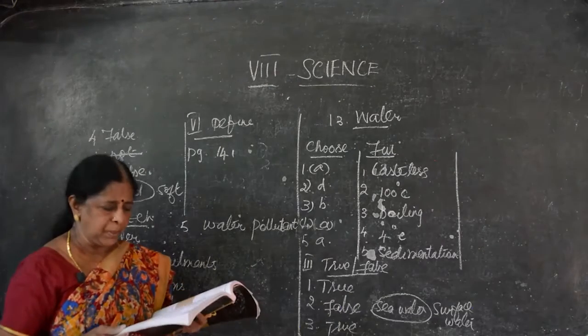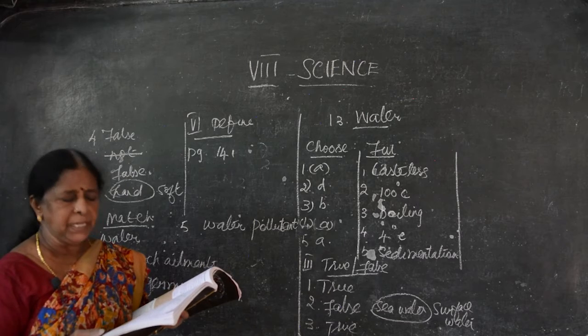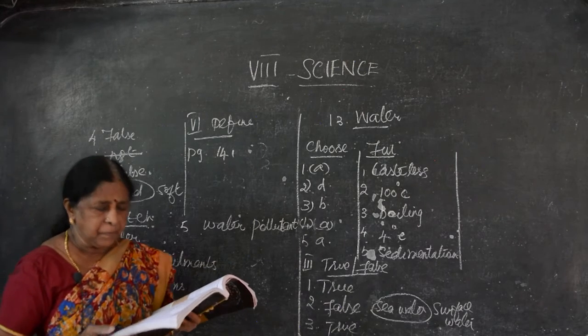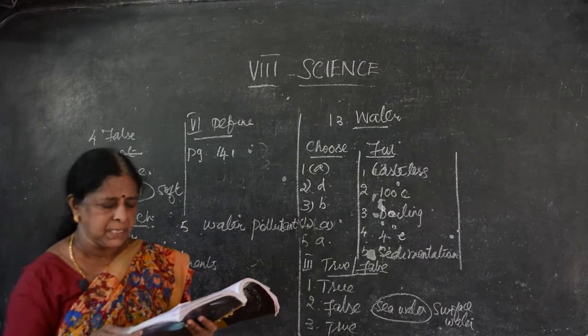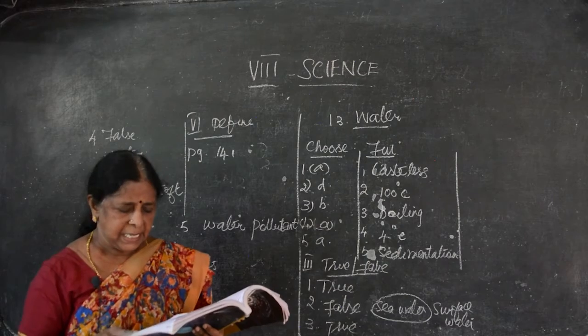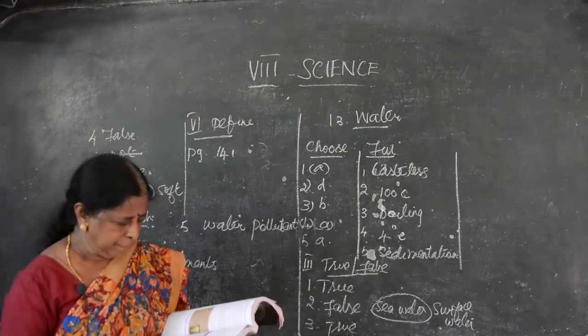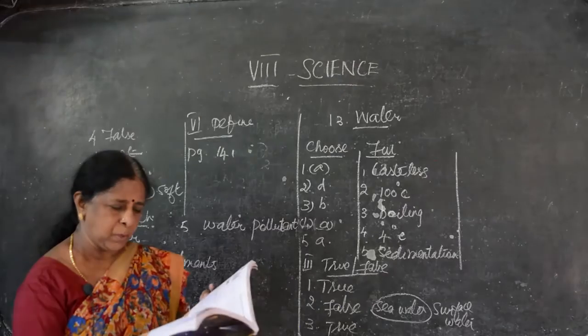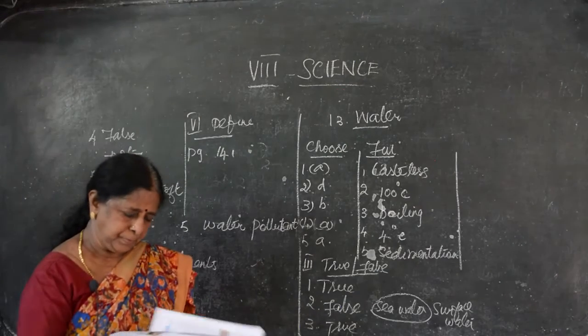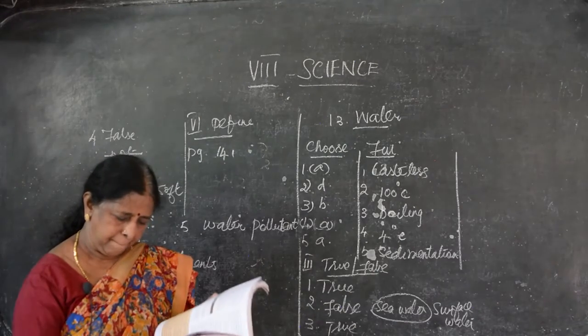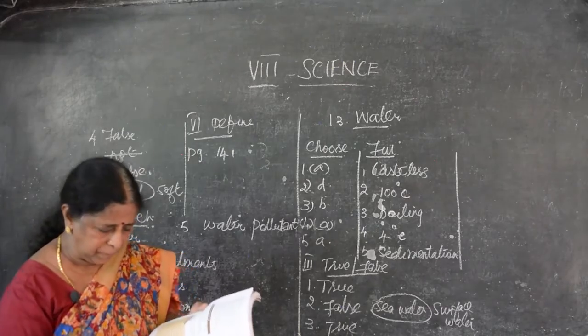Here page number 141, under the heading freezing point. Water freezes at 0 degrees centigrade and forms ice. Thus the freezing point of water is 0 degrees Celsius. Then next one, boiling point.